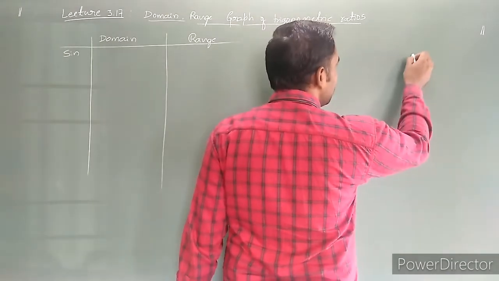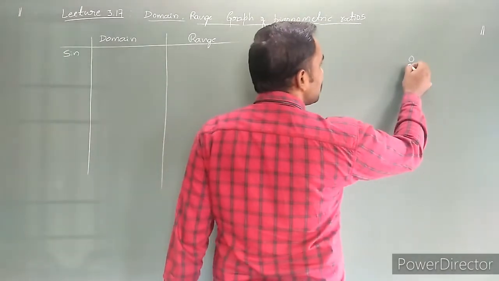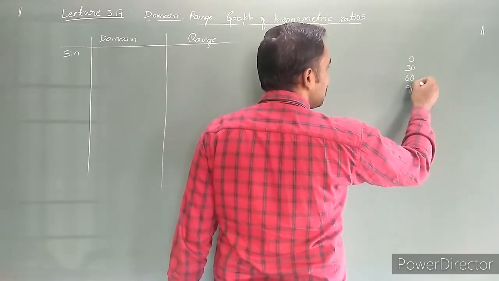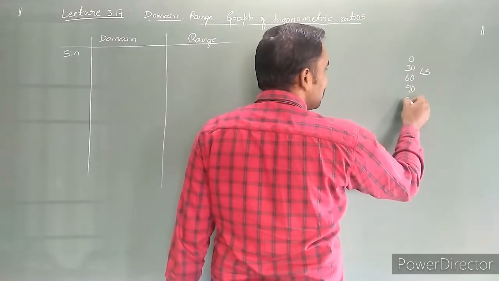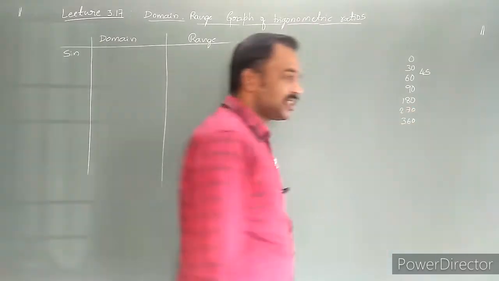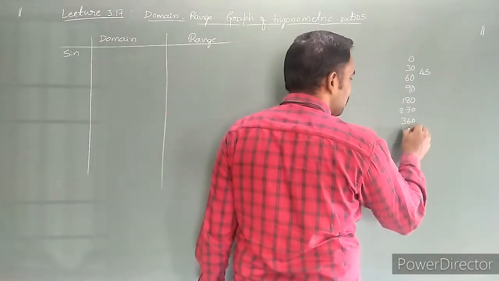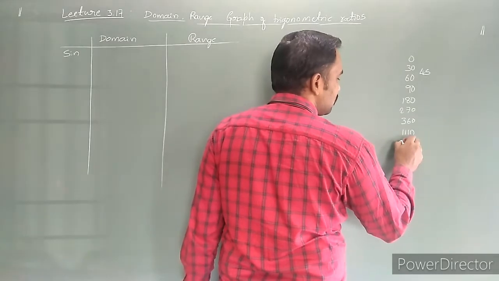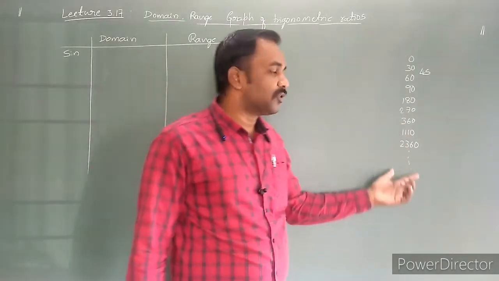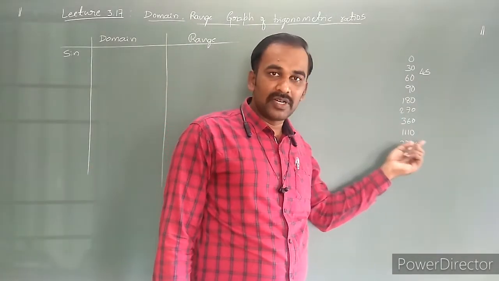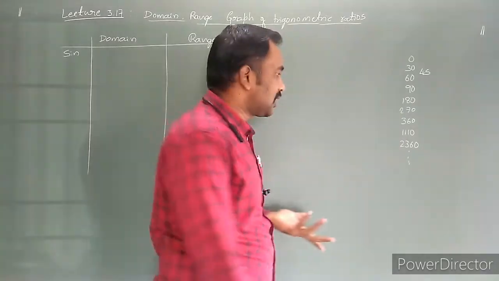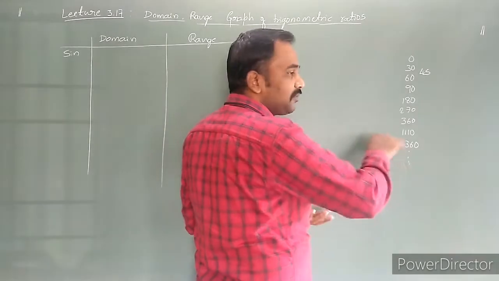We know sine 0, sine 30 degree, sine of 60 degree, sine of 90 degree, sine of 45 degree, sine of 180 degree, 270 degree, 360 degree. Only these many angles? No. We also know 1110, 2360, like that. The different types of angles we have already found out. Have you found out sine of 1110? In the same manner, the next angles also, whatever real number we can substitute. So it repeats its value.